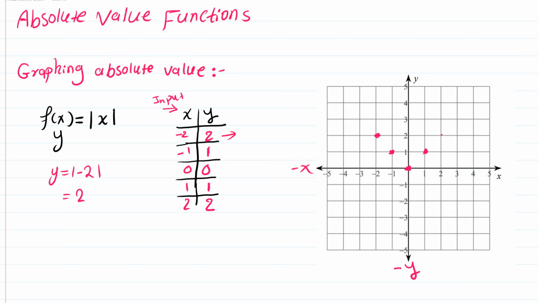1 right, 1 up. 2 right, 2 up. If you pick more points, 3, -3, you get the same points. So you need to join these points together. You get the letter V. You can extend this more, and even here more, because if you input -3 here, you get 3, right? If you input -4, you get 4, and so on this side. So the graph of y equals the absolute value of x is going to be the letter V. Okay?